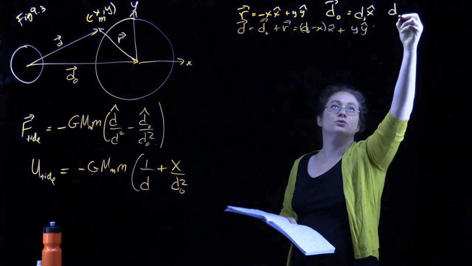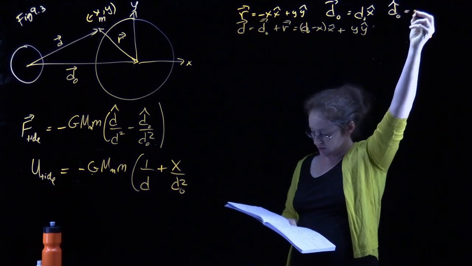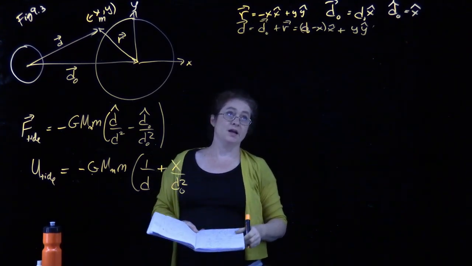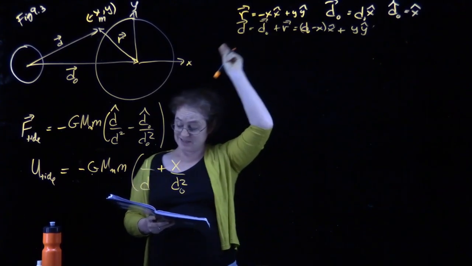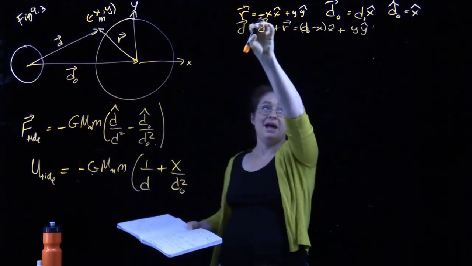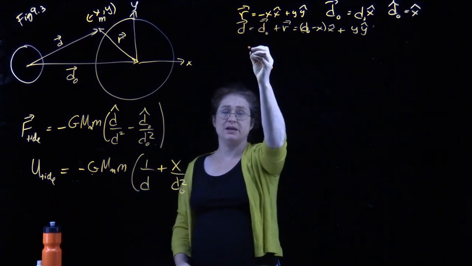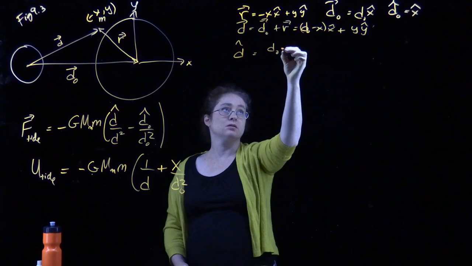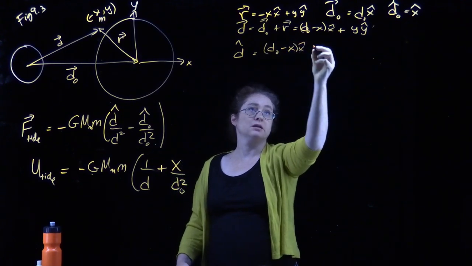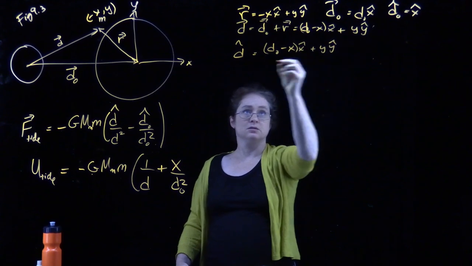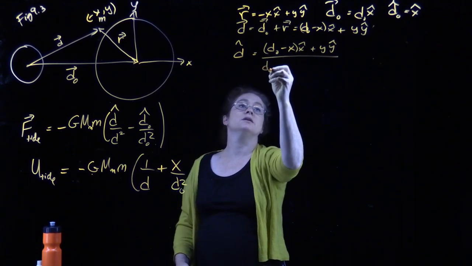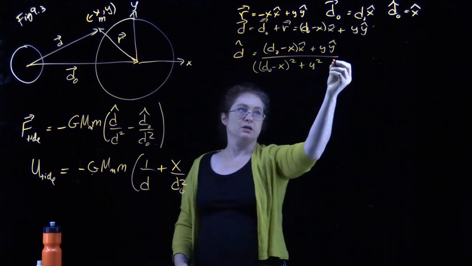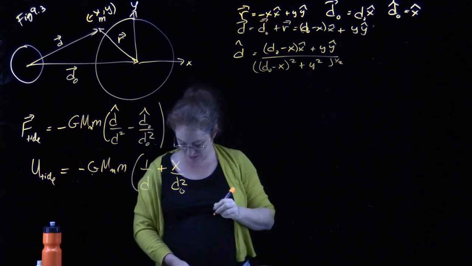And here I'm going to use d naught hat is just x hat. Now that we have d, we can get d hat, because d hat is d divided by its magnitude. So d hat is this over d naught minus x squared plus y squared, and the square root of all of that.